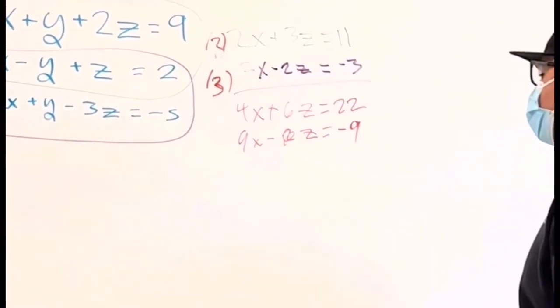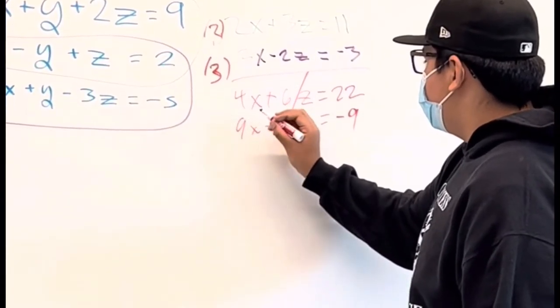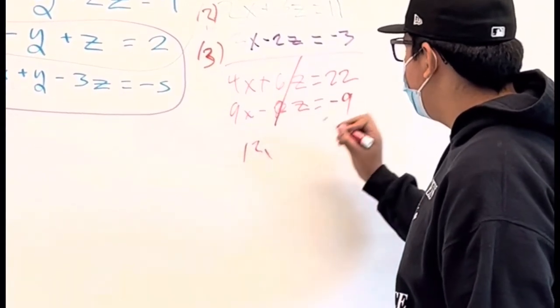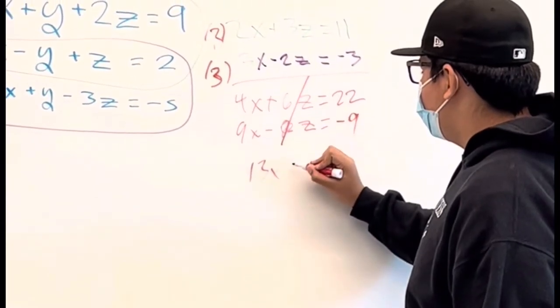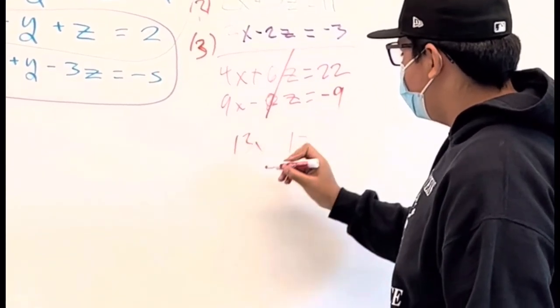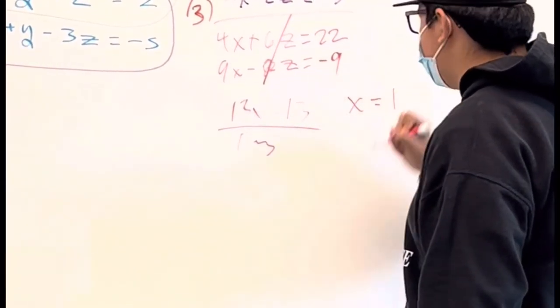Alright, then with this, we're just gonna solve it. So then that cancels each other out. 4x plus 9x is 13x. 13x equals 13. Divide everything by 13. x equals 1.